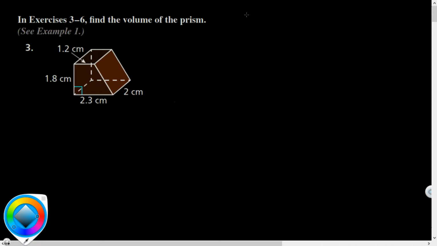We were talking about volumes of prisms and cylinders yesterday. So the volume of either is the area of the base multiplied by the height. In this particular prism, Malik, what type of prism would this be called?